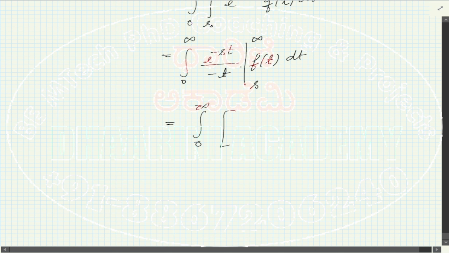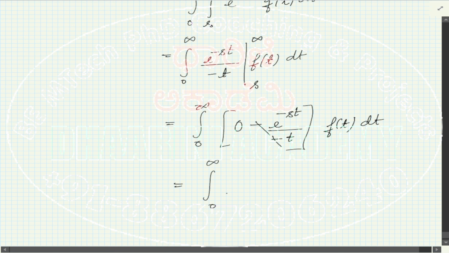So when you put infinity to e to the power minus st at the location of s, this becomes e to the minus infinity, which is 0. Minus, when you put s over there, it remains as it is. So this is e to the minus st divided by minus t, right, into f of t dt. So this means now I can rewrite this. Minus of minus will cancel. This will become plus. So I can write this as integral 0 to infinity.